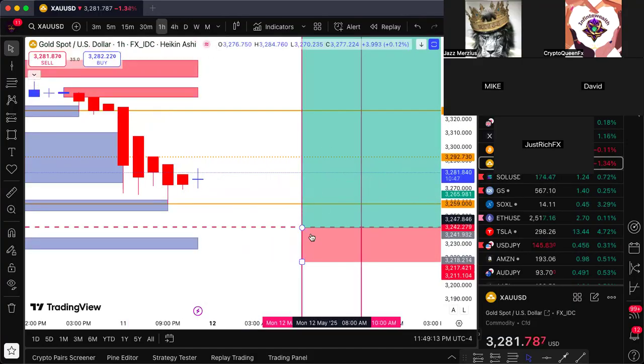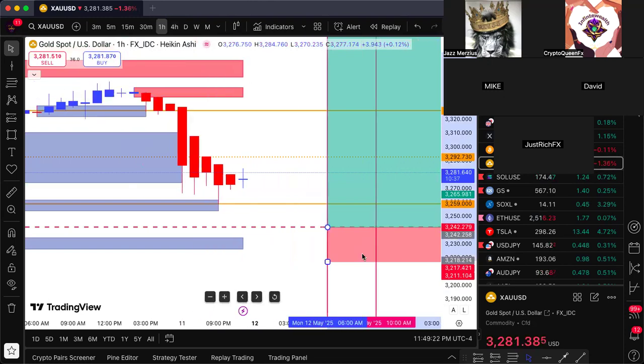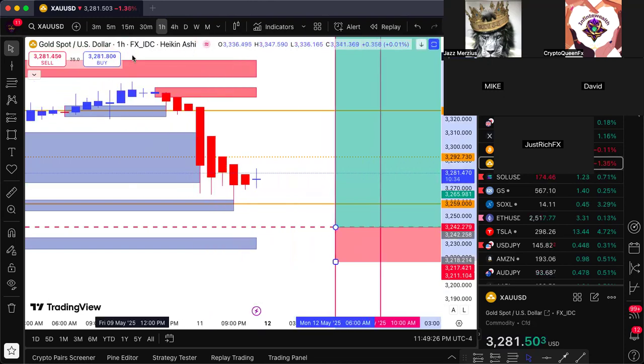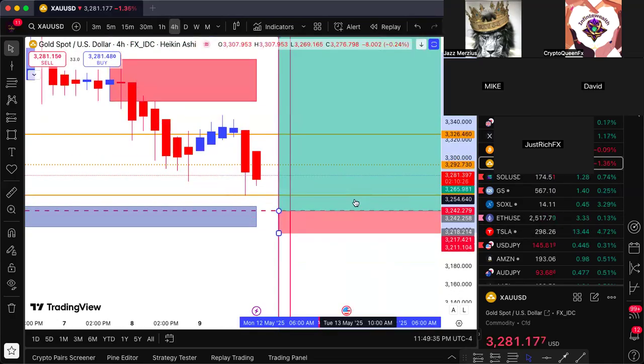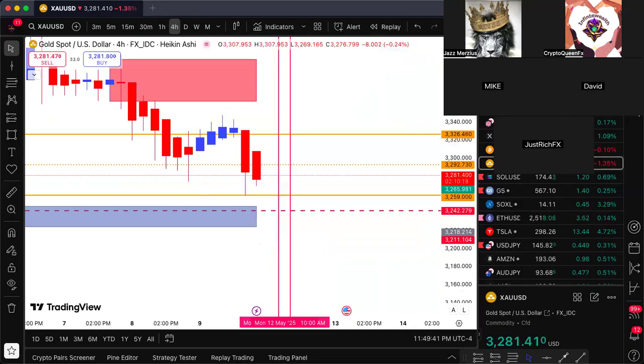So right around here is when you're looking for your entries for gold. Especially if gold is not breaking this area. And a break would be a 4-hour candle close below this area. Do y'all got any questions?